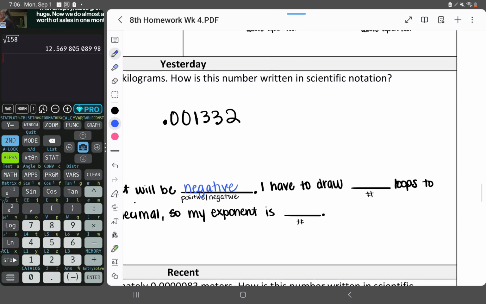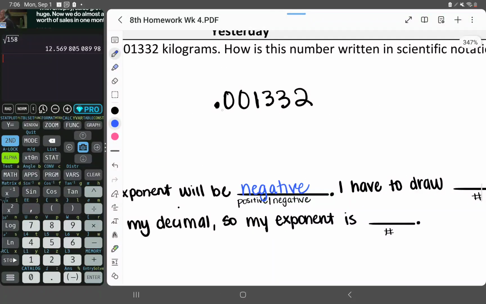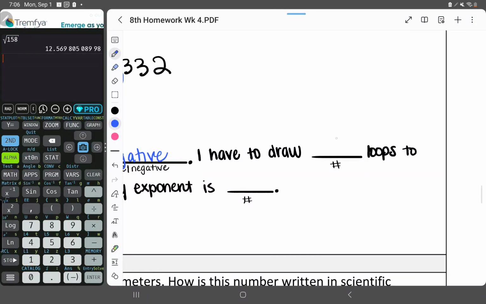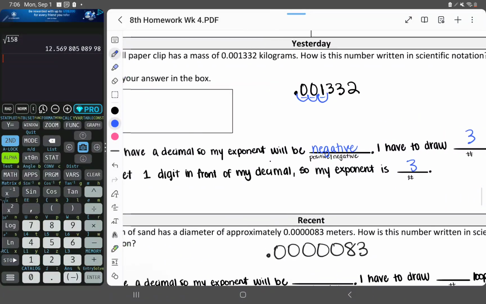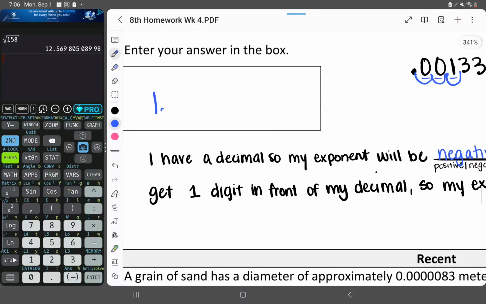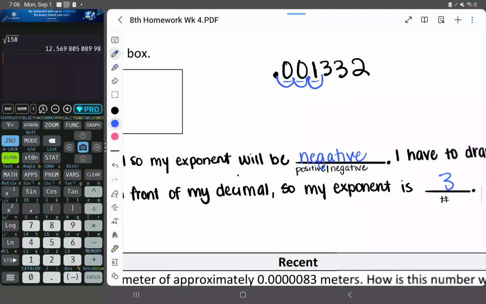And then we have to figure out how many loops we have to draw to have one number in front of the decimal. So we would draw 1, 2, and remember we can't stop here because right now that is a 0 number that's in front of the decimal. That would be written as 0.1, and we don't want that, so we have to go one more time. So that's 1, 2, 3 loops. So the exponent is 3. So I would have 1.332 times 10 to the negative 3.